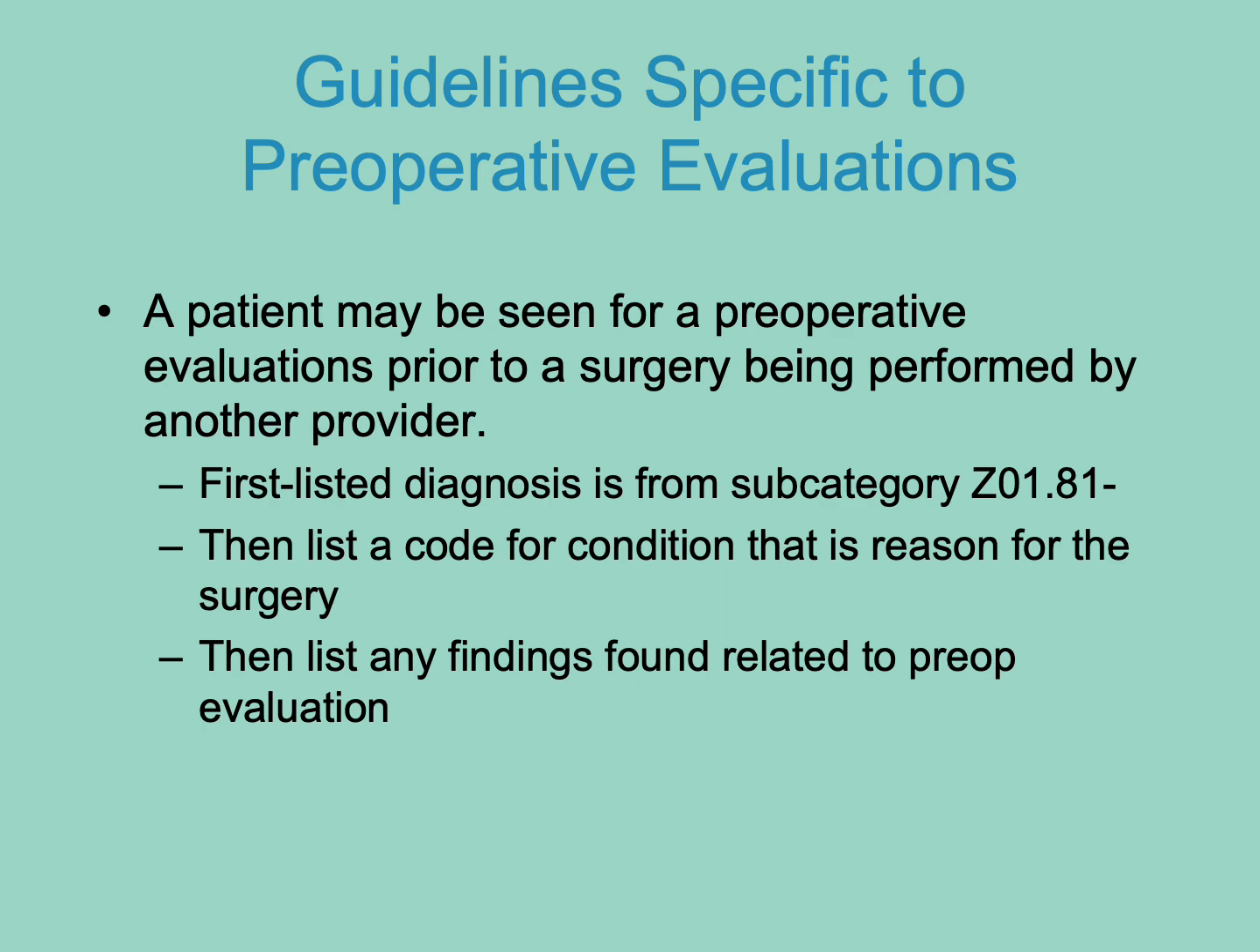Okay, guidelines for preoperative evaluation. A patient may be seen for a preoperative evaluation prior to a surgery being performed by another provider. So the first listed diagnosis is subcategory Z01.81, which is encounter for pre-procedural examination. Then list a code for the condition that is the reason for the surgery. You're doing a preoperative evaluation for what? The surgery. Then any findings found related to the preoperative evaluation.